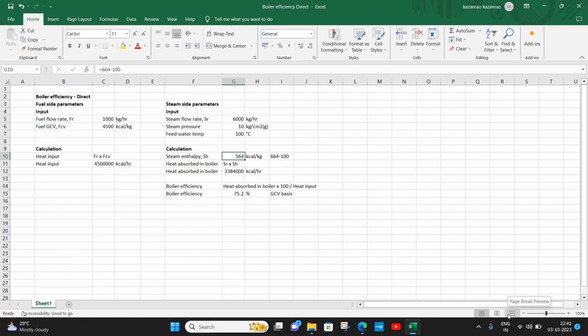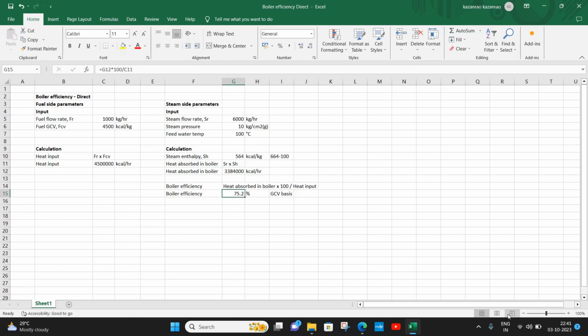Now, the heat absorbed is the enthalpy of steam multiplied by the flow rate of steam. So, this is the result. The next step is to find the boiler efficiency. Boiler efficiency is heat absorbed into 100 by heat input. Now heat absorbed is this 33 lakh 84,000, and 45 lakh is the heat input. Now 3384,000 into 100 by 45 lakh.